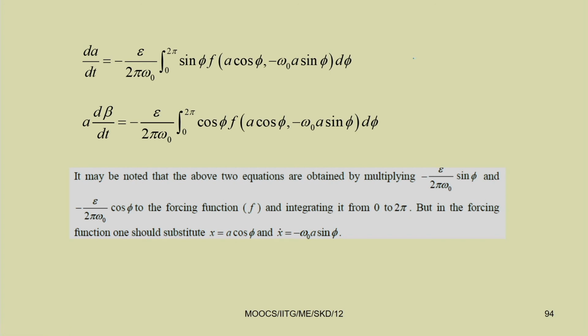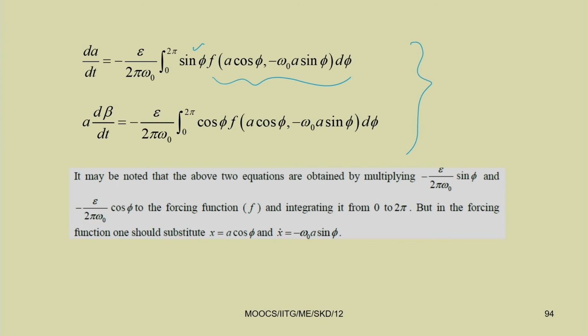One can conveniently remember this in this way. On the right hand side we have the function f. We have replaced x by a cos phi and x dot by minus omega 0 a sin phi, multiplied that by sin phi, integrated over a period 0 to 2 pi and multiplied by epsilon by 2 pi omega 0. That will give this dA by dt.